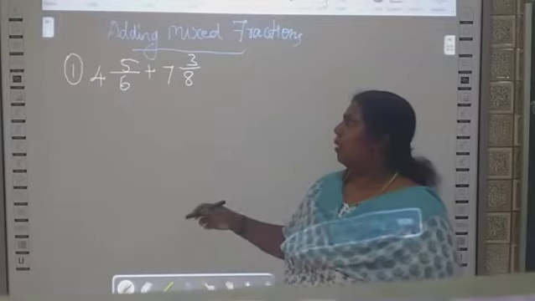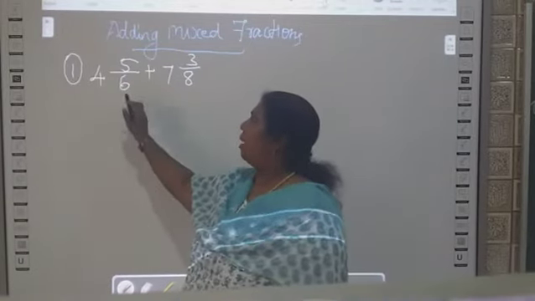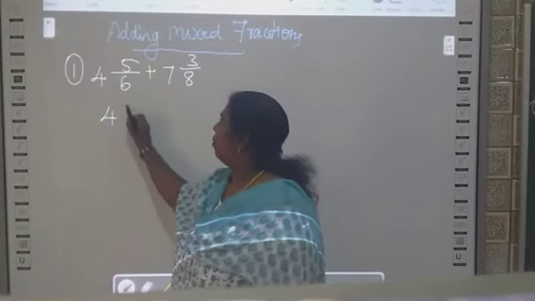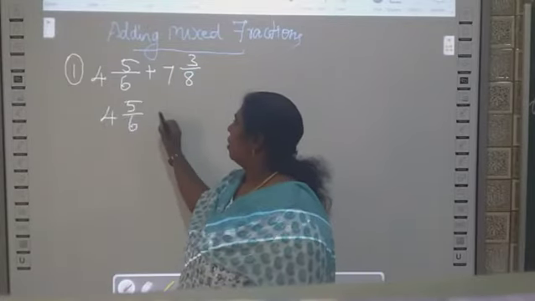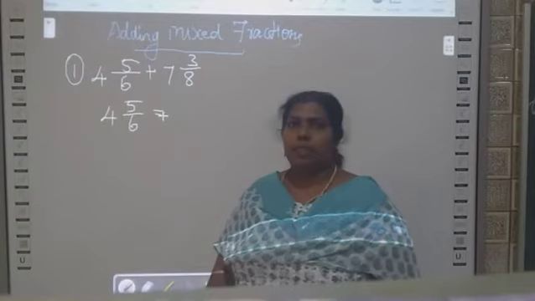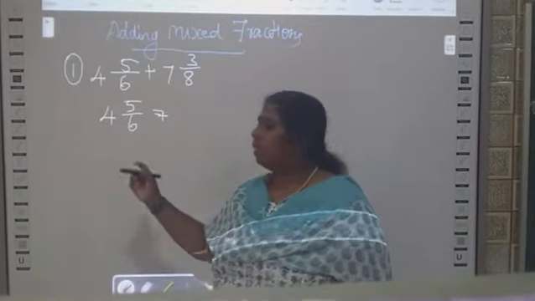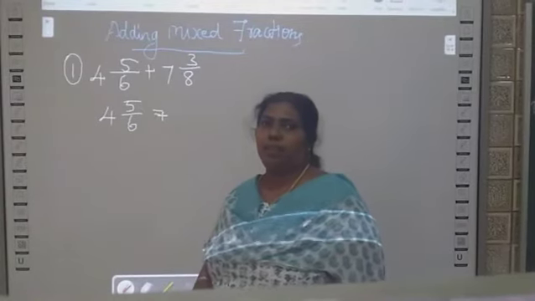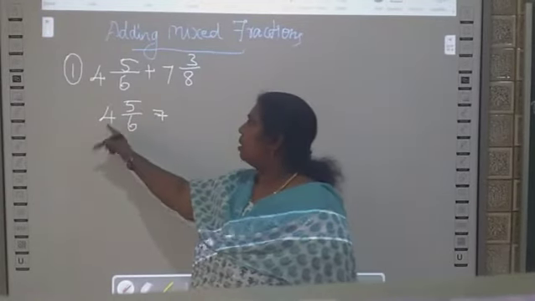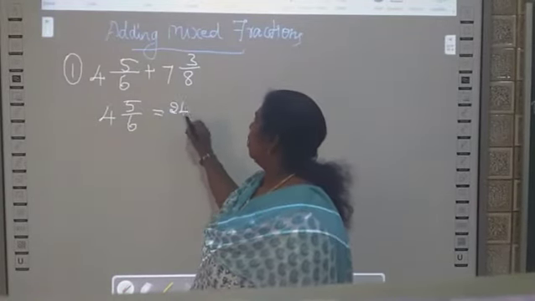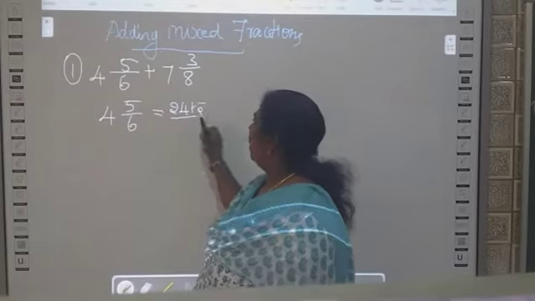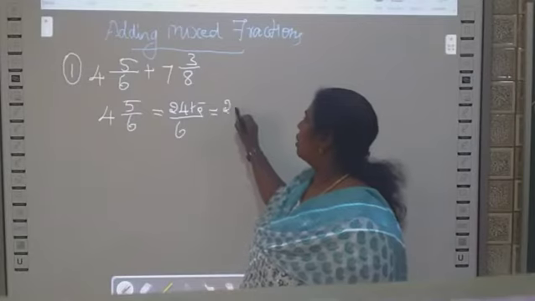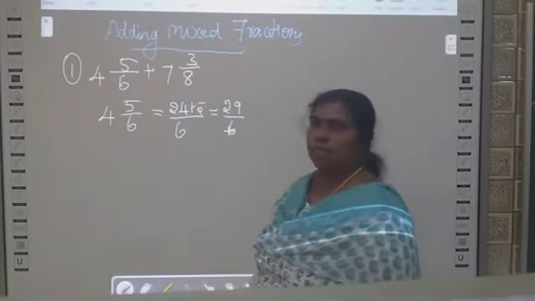Improper fraction: 4 and 5 by 6. How can we make it an improper fraction? What we have to do is multiply these two numbers first, right? 6 times 4 is 24, plus 5, divided by 6. So 24 plus 5, how much? 29. 29 divided by 6.